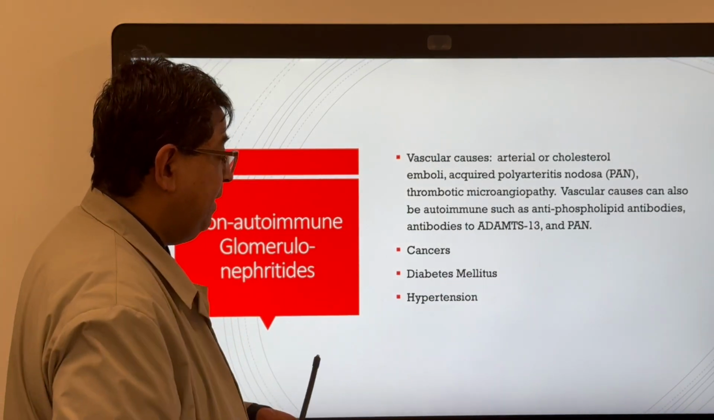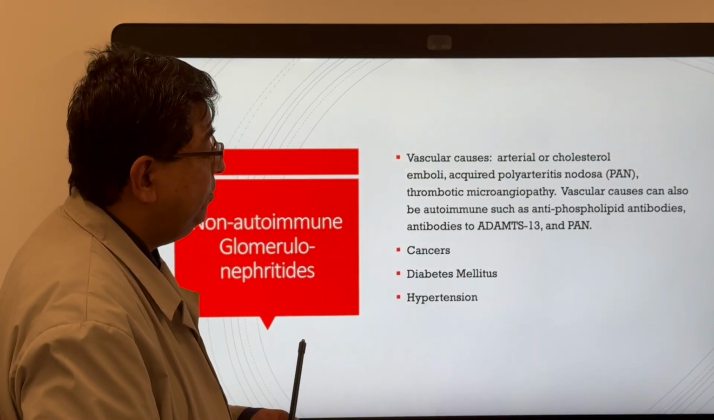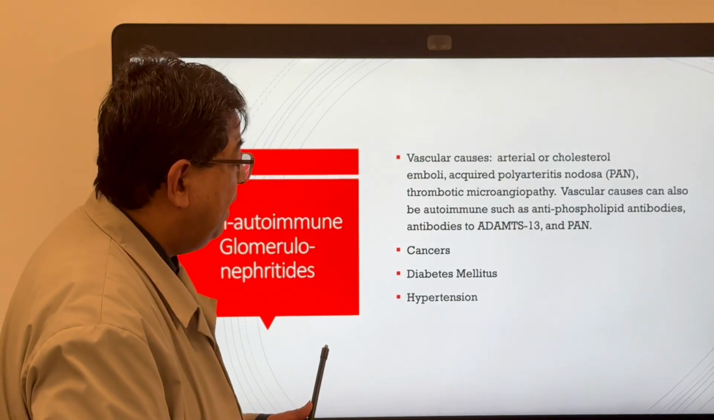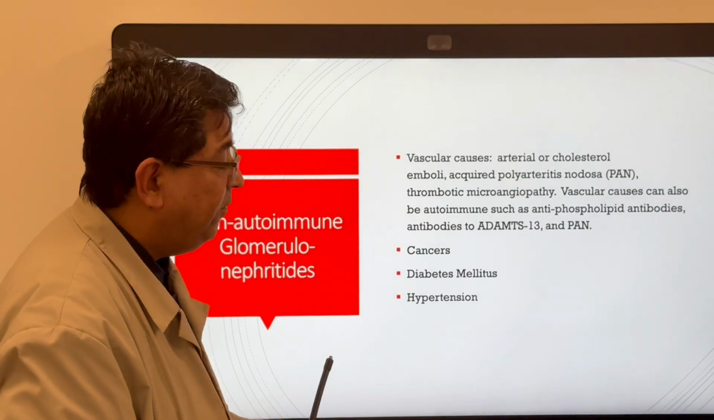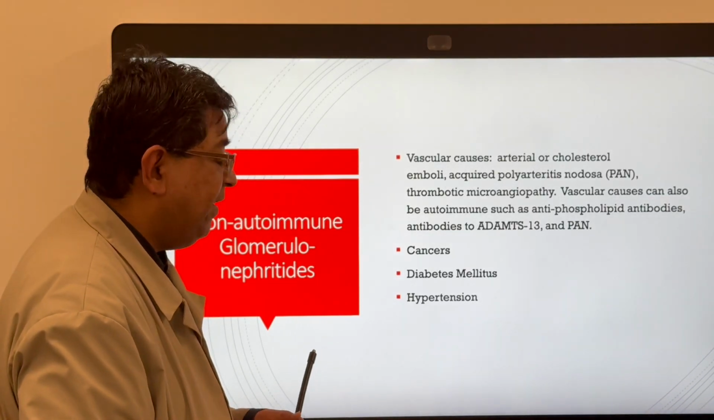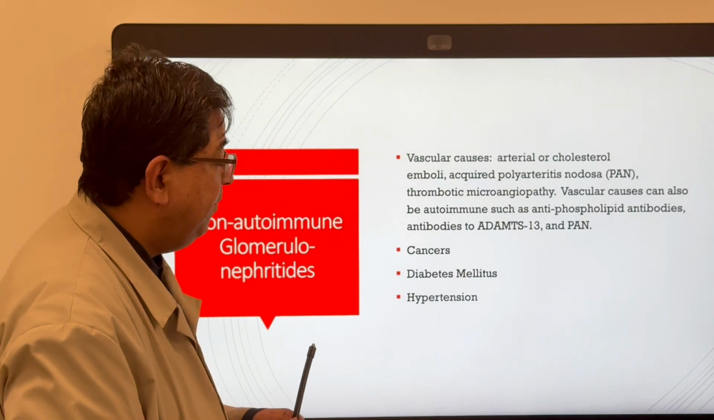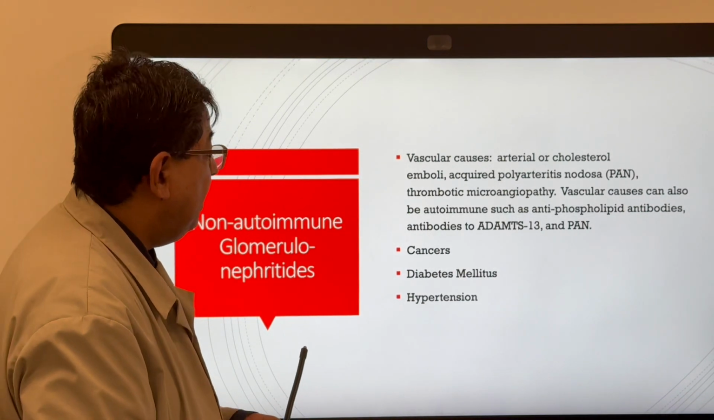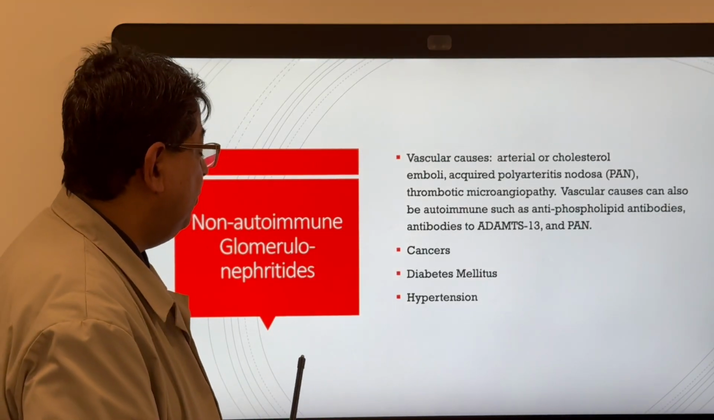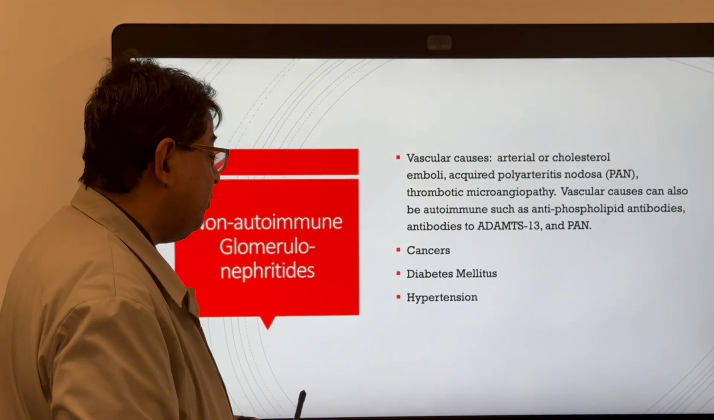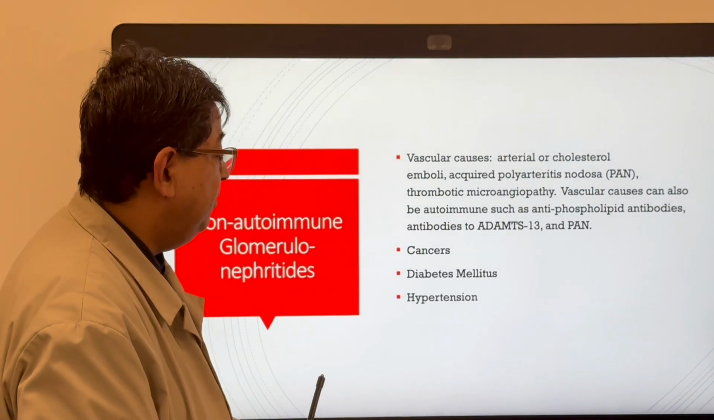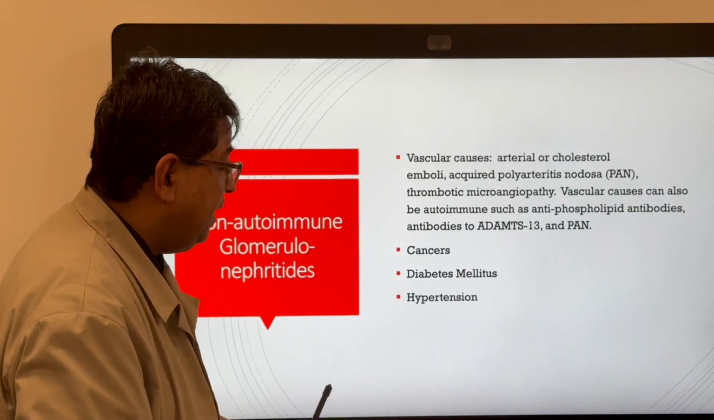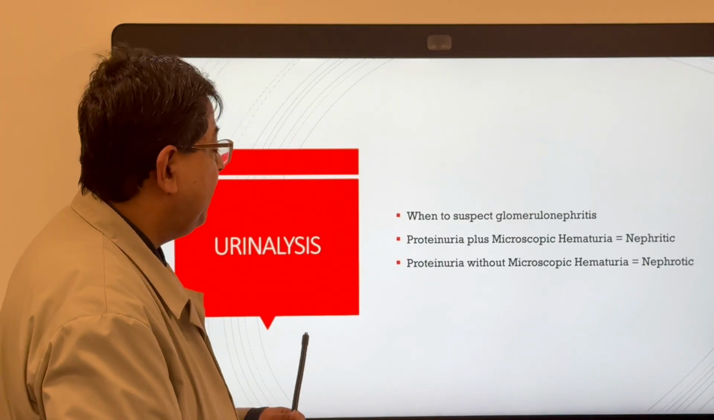Antiphospholipid antibodies, for example, is an autoimmune phenomenon that can cause vascular pathology, but can also cause kidney involvement, such as FSGS, membranous, or even minimal change, and we'll discuss these in individual sessions later on. Cancers are inflammatory, and diabetes is the most common cause of inflammation in the kidney, so to say, and hypertension also is an inflammatory process.